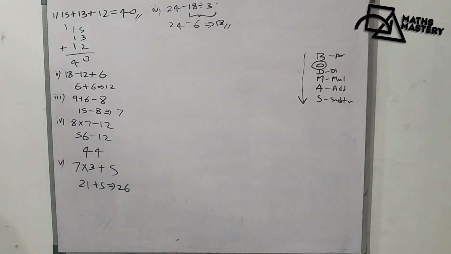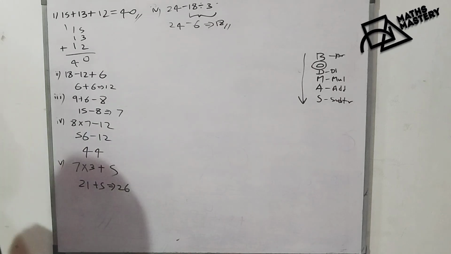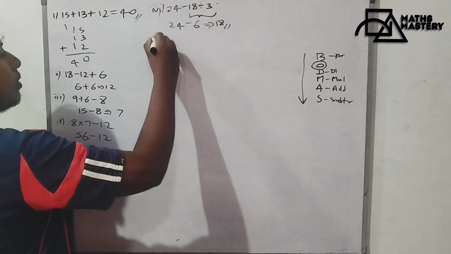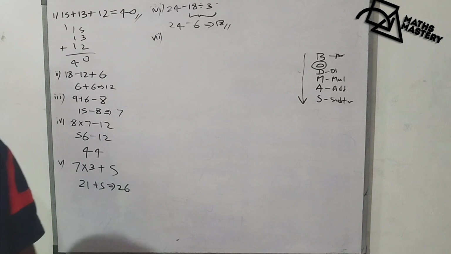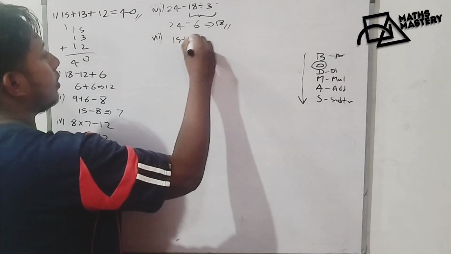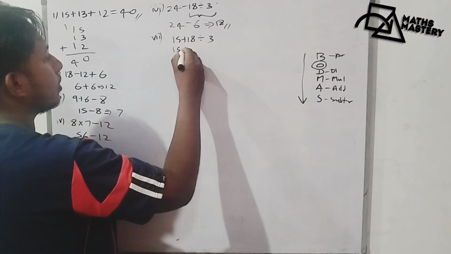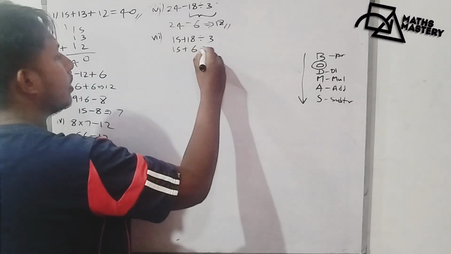This is sixth. Let's go for the seventh one. 15 plus 18 divided by 3. 18 divided by 3, the answer you get is 6. 15 plus 6, you'll get the answer 21.